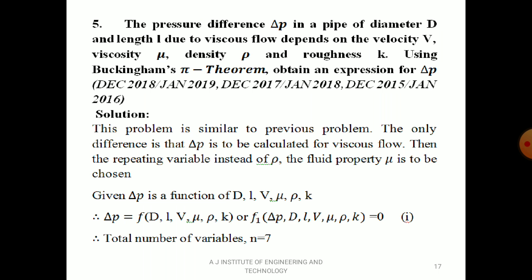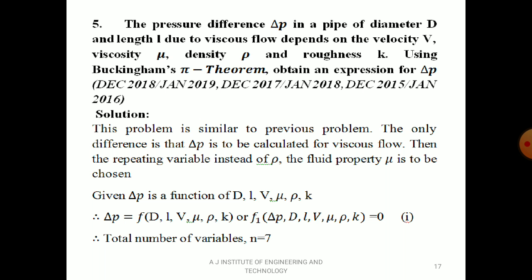Two problems: one is due to turbulent flow, the other is viscous flow. Viscous flow means viscosity, which means resistance to flow. There are two types of viscosity, dynamic and kinematic viscosity. So here the dynamic viscosity is very important because the flow is due to viscosity.